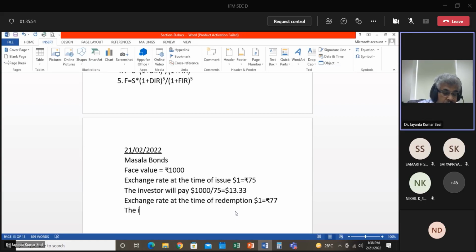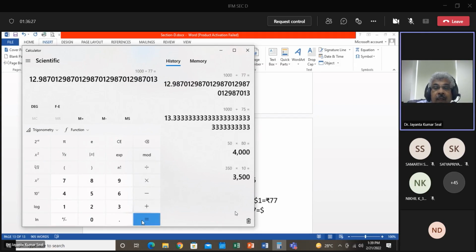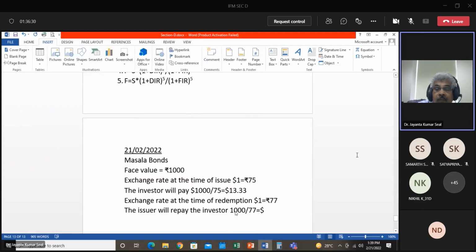The issuer, that is the company, will repay the investor 1,000 divided by 77, equal to $12.98, sir. 1,000 divided by 77, 12.99. Yes, sir, 12.99. So this part is clear.